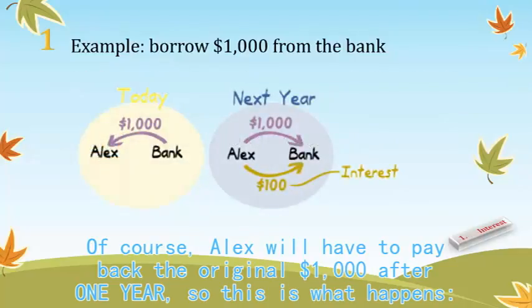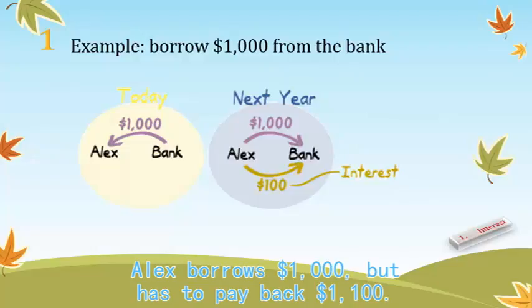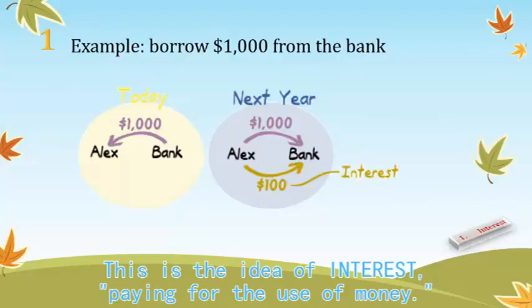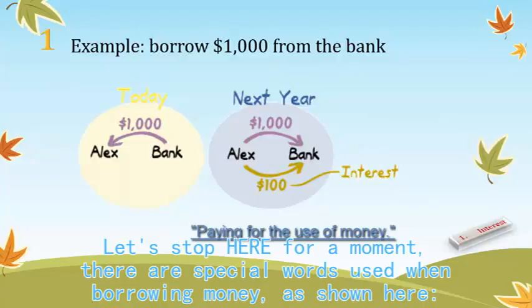Of course, Alex will have to pay back the original 1,000 after 1 year, so this is what happens. Alex borrows 1,000 but has to pay back 1,100. This is the idea of interest, paying for the use of money. Let's stop here for a moment. There are some special words used when borrowing money, as shown here.